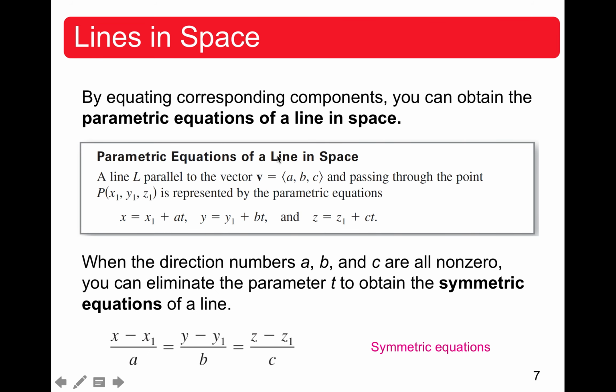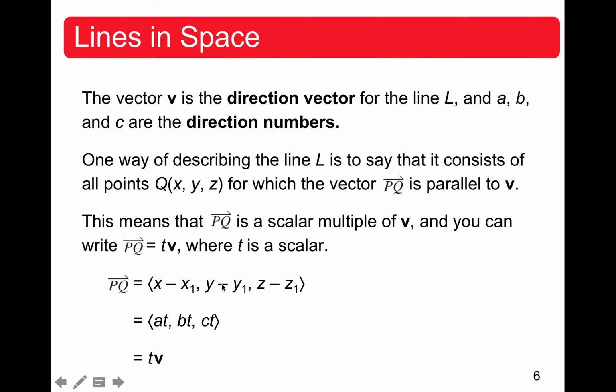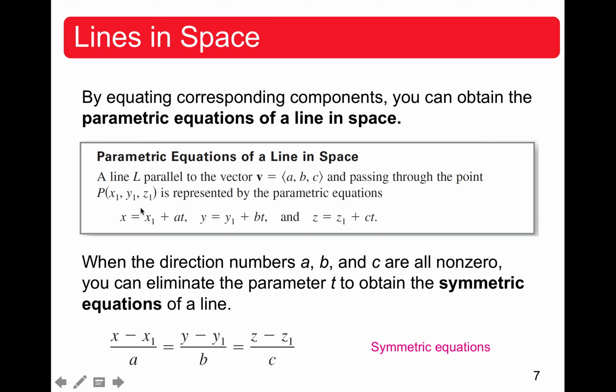So to get the parametric equations of the line, we're going to use all of this. So if you think back to what we had here, these are equivalent. So x minus x1 would equal at, y minus y1 would equal bt, and z minus z1 would equal ct. So we're going to rearrange those equations so that it's x equals, y equals, and z equals. So that's where we get x equals x1 plus at, y equals y1 plus bt, and z equals z1 plus ct. So these are our parametric equations.